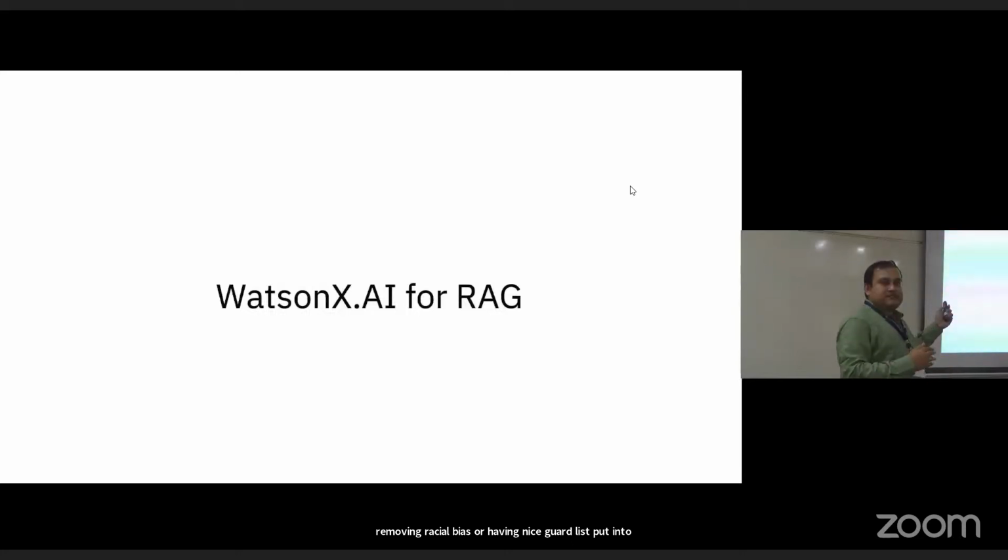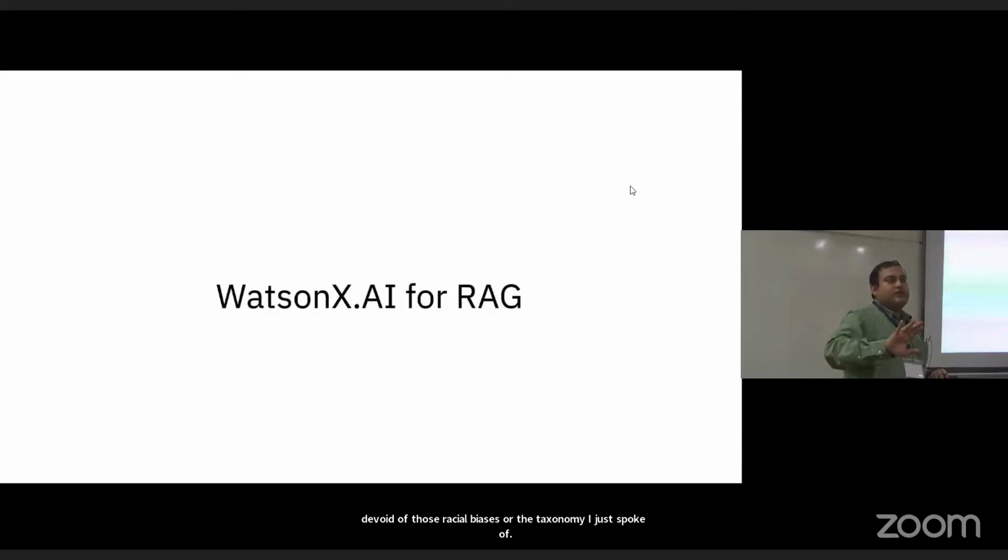So in the Granite recipe, again, in the paper, if you see, they have given detailed steps towards what kind of synthetic data generation they did and the type of filtering they came up with to make sure that the data they are training on is devoid of those racial biases, or the taxonomy I just spoke of. It uses those taxonomies to filter out any kind of harmful content that can creep in there. Okay, thank you.